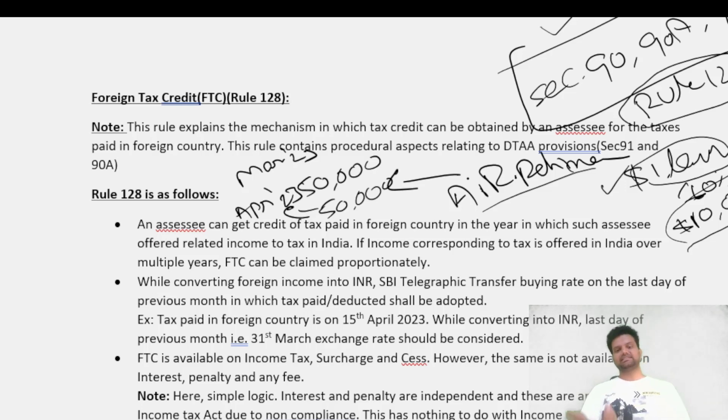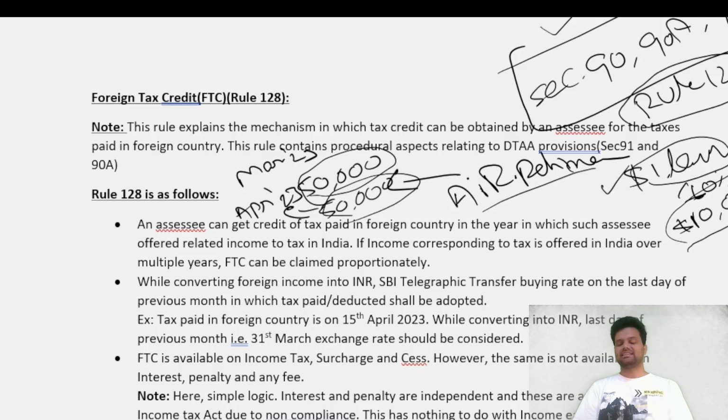For the USA, it is in the same year because they follow the calendar year. But for India, we follow the financial year, that is from April to March. So one installment falls under the 22-23 financial year, and the next installment falls under the 23-24 financial year. So the same source of income, the 1 lakh amount, is split into two financial years.